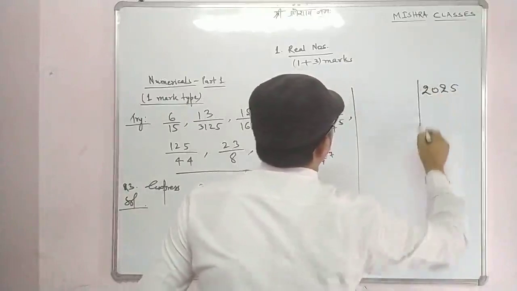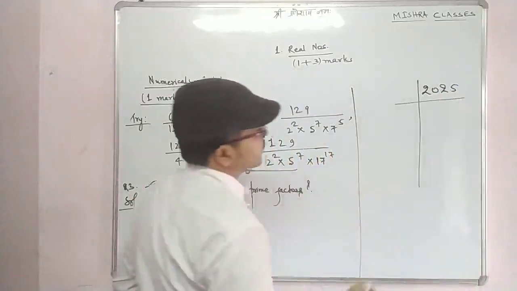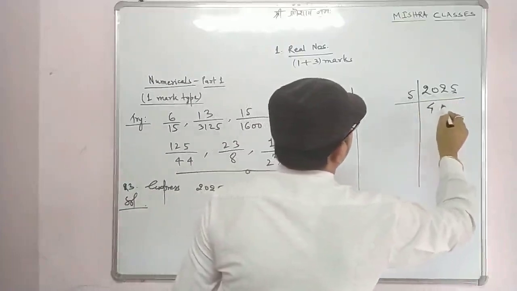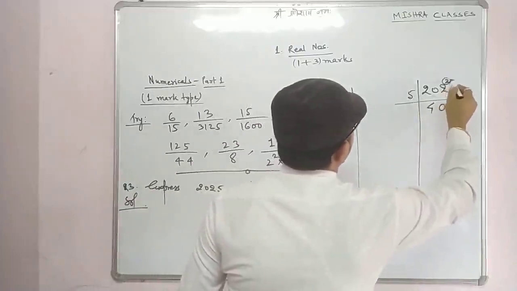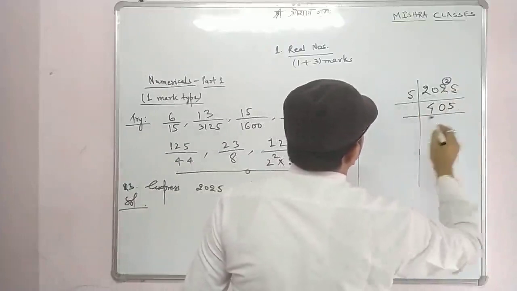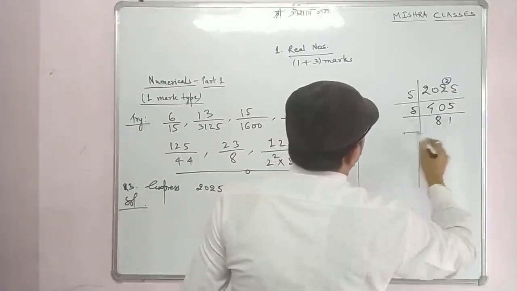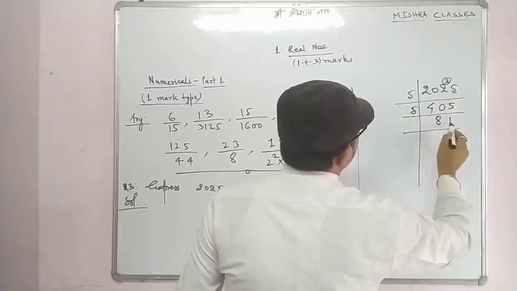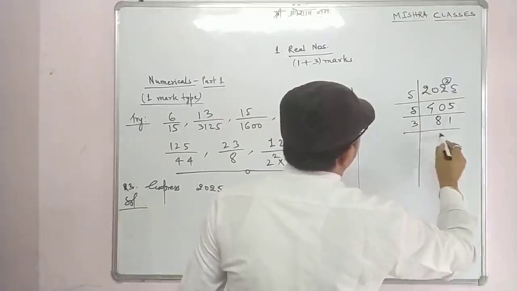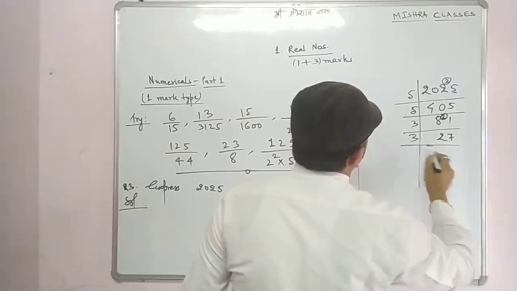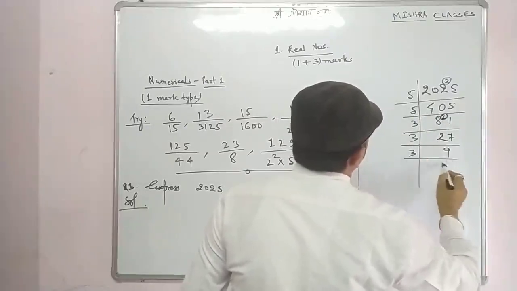2025. Now if you observe nicely, last digit is 5. So it will go with 5. 5 4 are 20. 5 0 are 0. Remainder is 2. 5 5 are 25. And then 5 8 are 40. 5 1 are 5. And then 8 plus 1 is 9, no? So it will go with 3. 3 2 are 6. Remainder is 2. 21. 3 7 are 21. 3 9 are 27. 3 3 are 9.